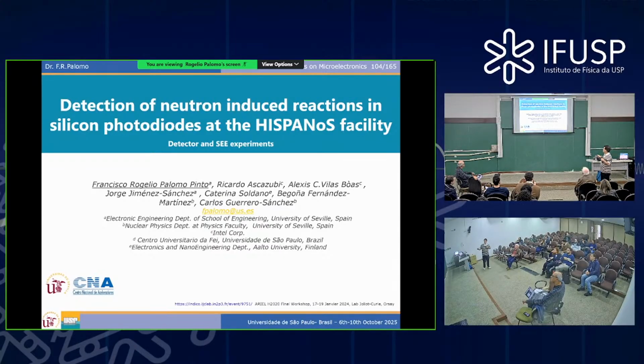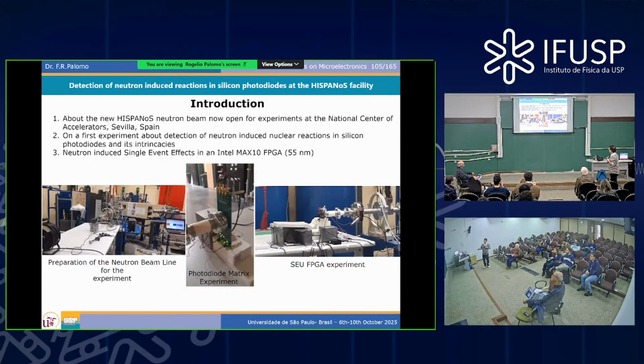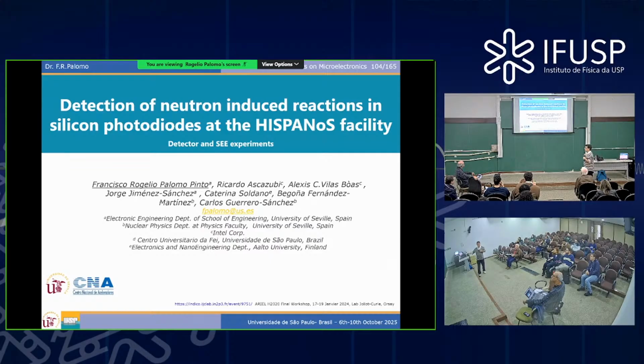Another of our experiments: detection of neutron-induced reaction in the silicon photodiodes at the Hispanos facility. This experiment in particular was made 2 years ago. Hispanos is a brand new neutron facility in the National Center of Accelerator, and I had the opportunity to make this experiment with Alexis. Now he's a full PhD. It was presented in the laboratory Joliot-Curie d'Orsay beginning of 2024.